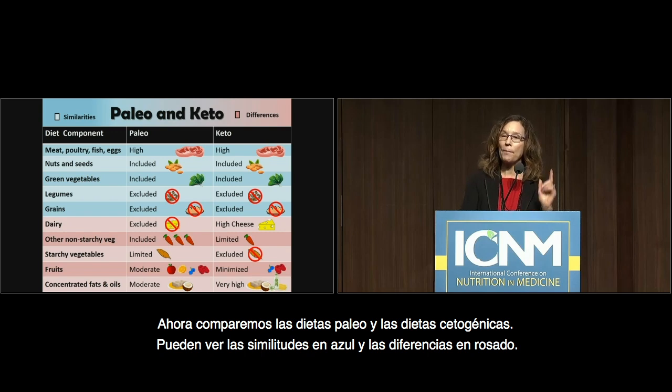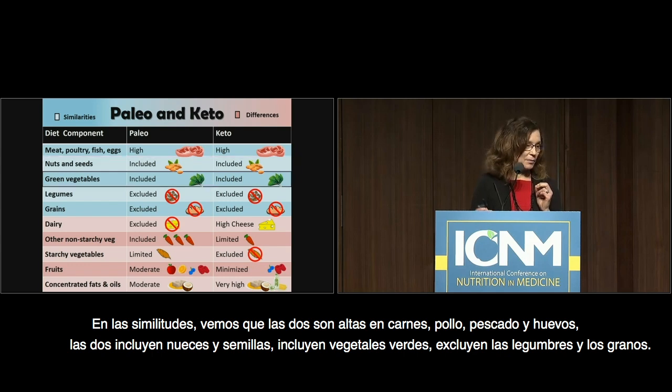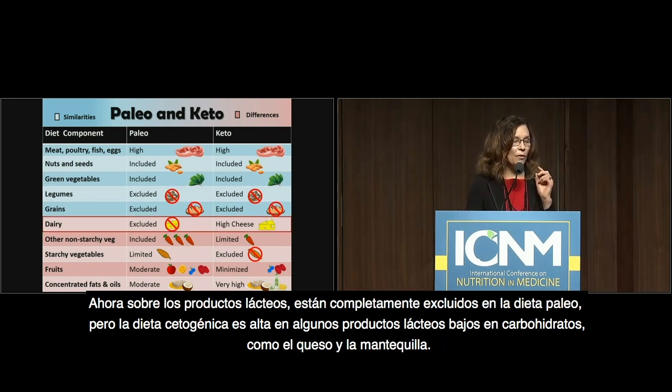So let's compare paleo and keto, and you can see similarities in blue, differences in pink. And similarities, they're both high in meat, poultry, fish, and eggs. They both include nuts and seeds. They include green vegetables. They exclude legumes, and they exclude grains. Now dairy is actually completely excluded from paleo, but the keto diet is actually very high in some of the low-carb dairy products like cheese and butter.